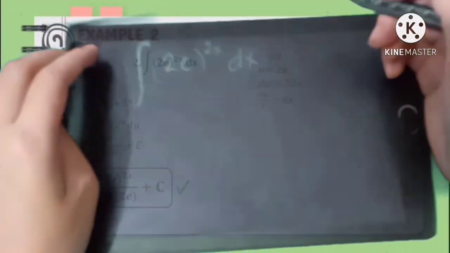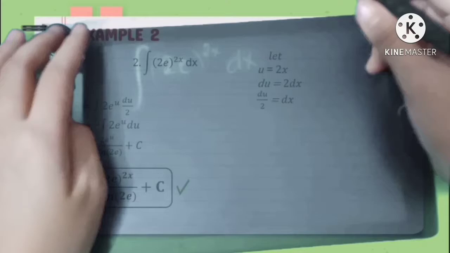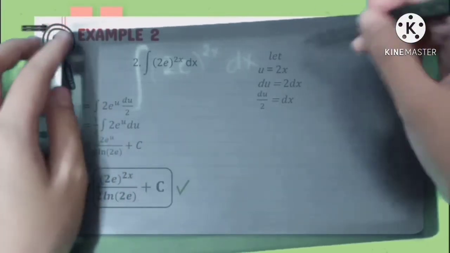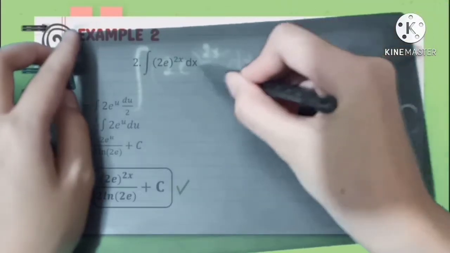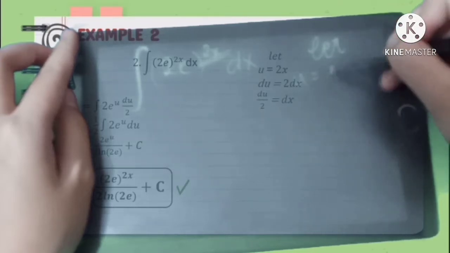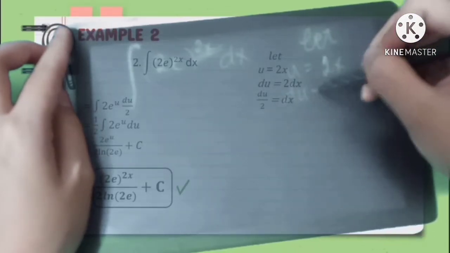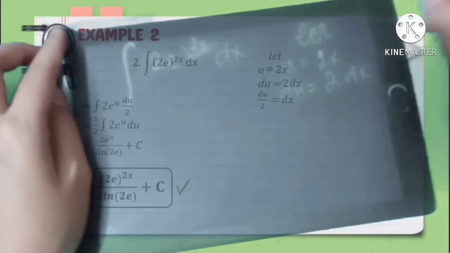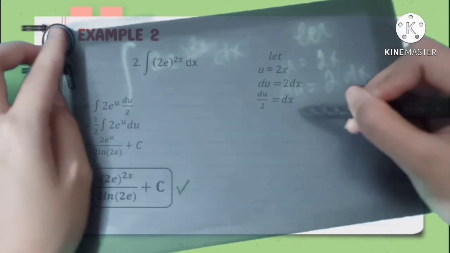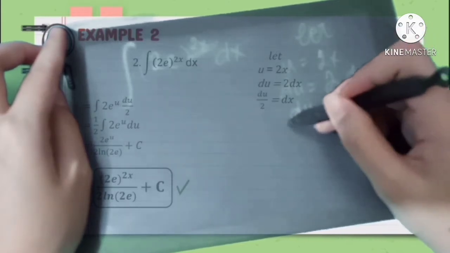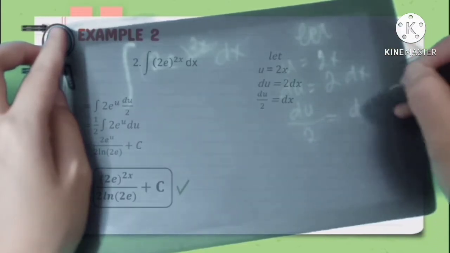So, this is our example number 2. Since we'll integrate it again using the substitution rule, hanapin natin yung u, and that would be the exponent. So, let u is equal to 2x. So, du is equal to, derivative ng 2x is 2 dx. Since ito lang ang need natin i-cancel, transpose natin yung 2. So, that would be du over 2 is equal to dx.